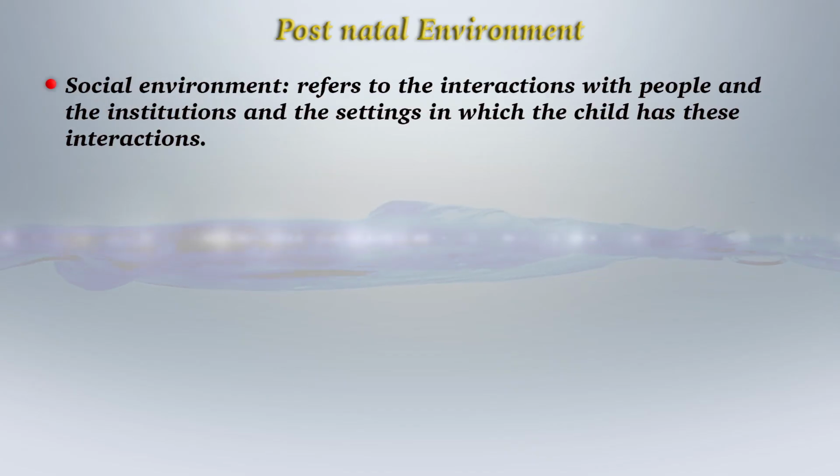The type of food, what is the family's access to food resources, what are the type of living spaces that they are living in. All of these will impact the child's health and even the mental status. Social environment refers to the interactions with the people and the institutions and settings in which the child has these interactions.